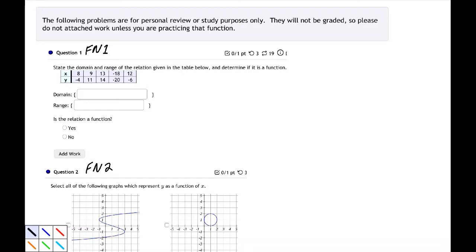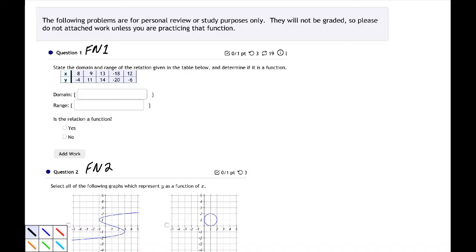So for FN1, which is determining if a table, a set of ordered pairs, is or represents a function, and identifying its domain and range. Here you have this table. The x values are 8, 9, 13, negative 18, and 12. The corresponding y values are negative 4, 11, 14, minus 20, and minus 6.